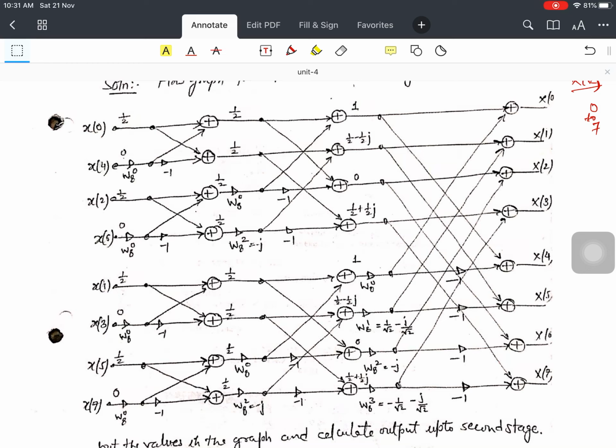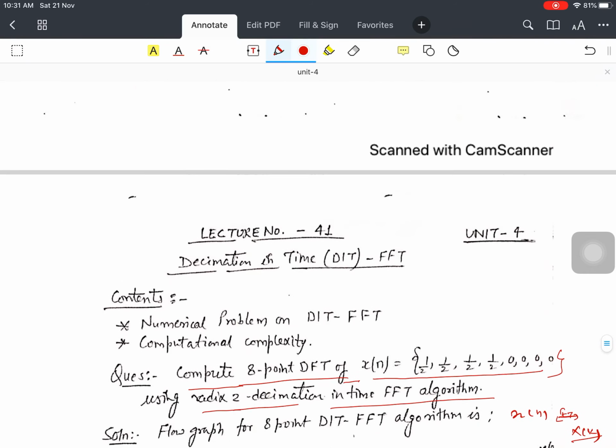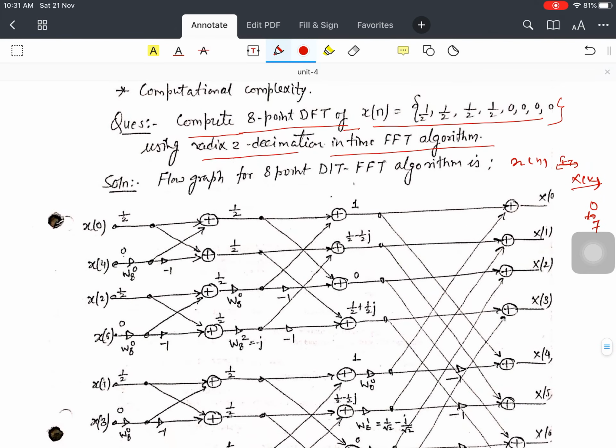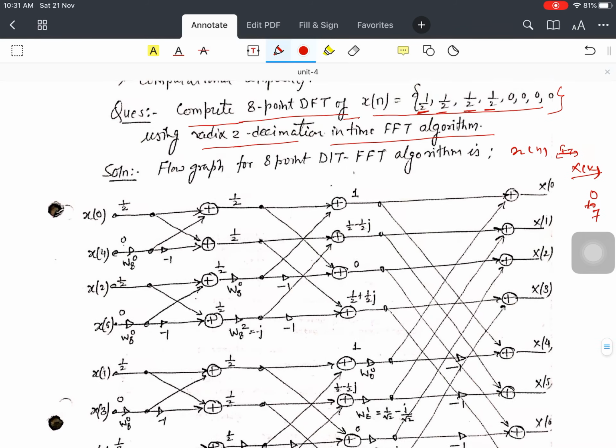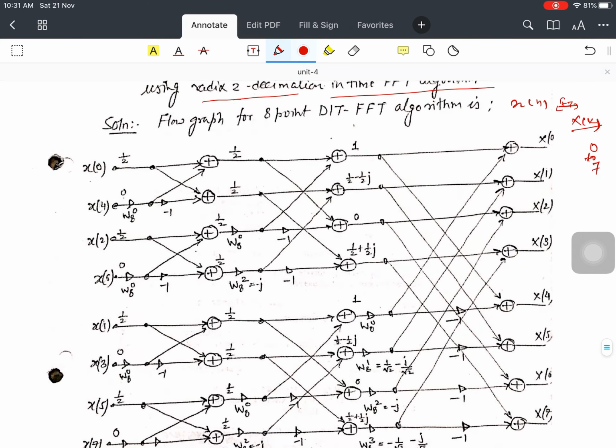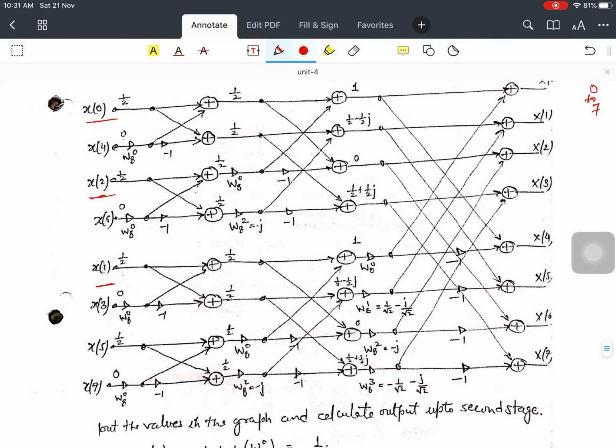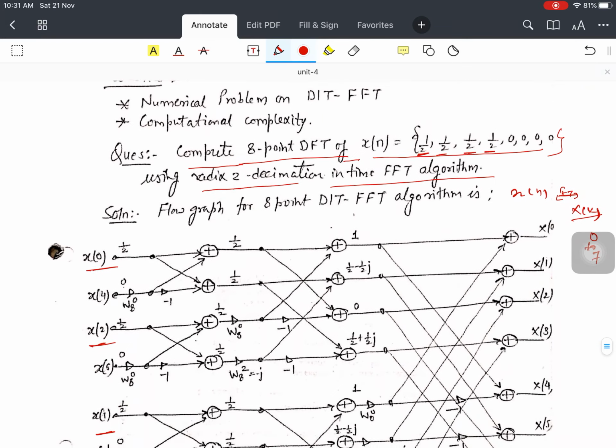Now how do we calculate this? You can check over here. The function is given: the values x0, x1, x2, x3 are 1/2, and x4 is 1/2.